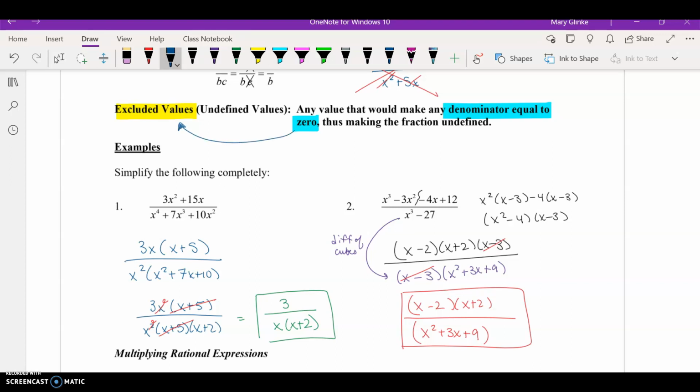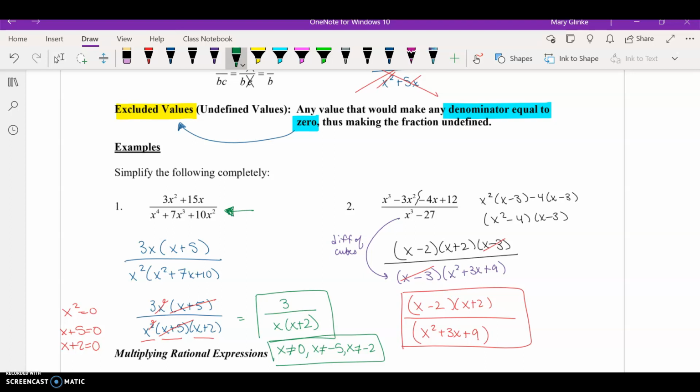So for each problem here, what you have to do is look at the denominator before you cancel things out. We want to look at all of the factors of the denominator, and we're going to set each factor equal to 0 to find our excluded values. So for this one, our excluded values would be x cannot be 0, x cannot be -5, and x cannot be -2. Those are all the values that make the denominator equal to 0 in the original problem.